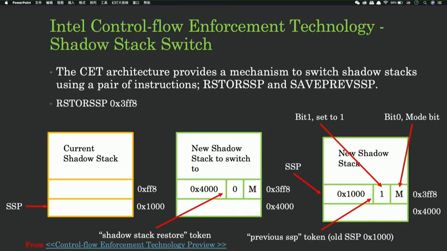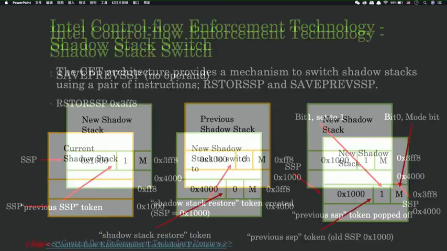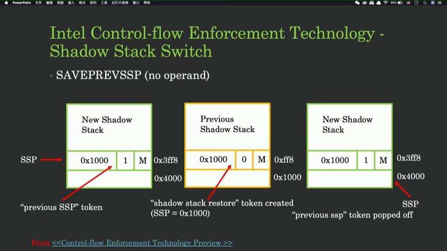So what we're doing here is replacing this with a previous shadow stack token, because we need to go back to here. Since the current SSP is pointing to 0x1000, we copy the address to here, and then this one marks it as the previous SSP token. Now this is created, so this previous SSP token is in place. Now we want to do the store.